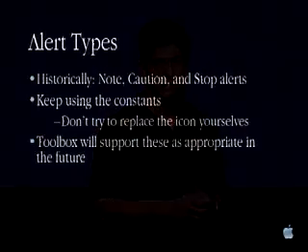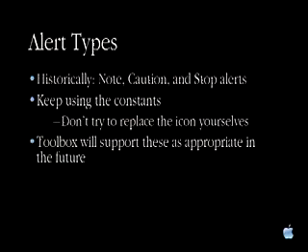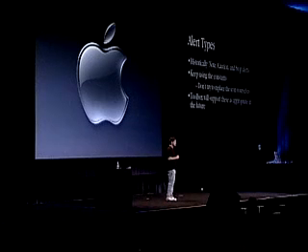So historically, we've supported three types of alert: the note, the caution, and the stop alert. You'll notice on Mac OS X that when you call these APIs or specify these types of alerts, you actually don't see the correct icon. At the very least, you should see the caution icon, because that's part of our human interface guidelines. We are working on fixing that and doing the right thing.